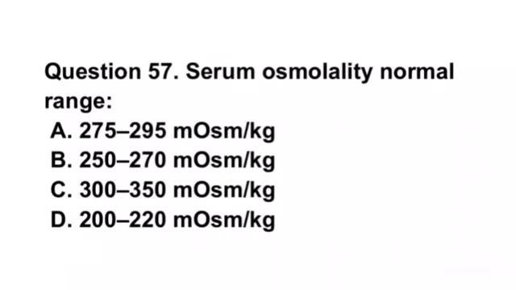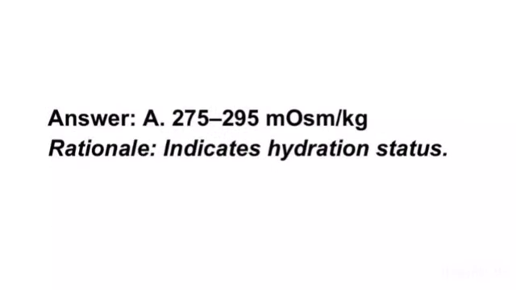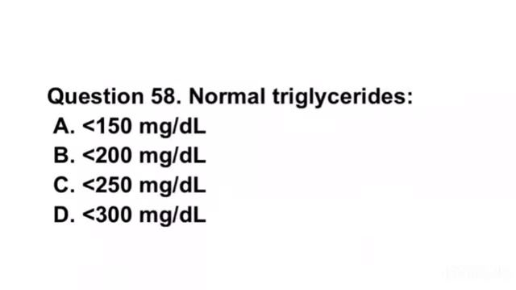Question 57. Serum osmolality normal range. A. 275 to 295 milliosmoles per kilogram. B. 250 to 270 milliosmoles per kilogram. C. 300 to 350 milliosmoles per kilogram. D. 200 to 220 milliosmoles per kilogram. Answer: A. 275 to 295 milliosmoles per kilogram. Rationale: indicates hydration status.